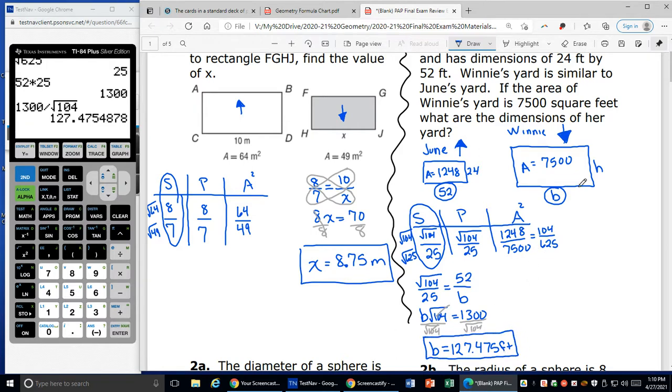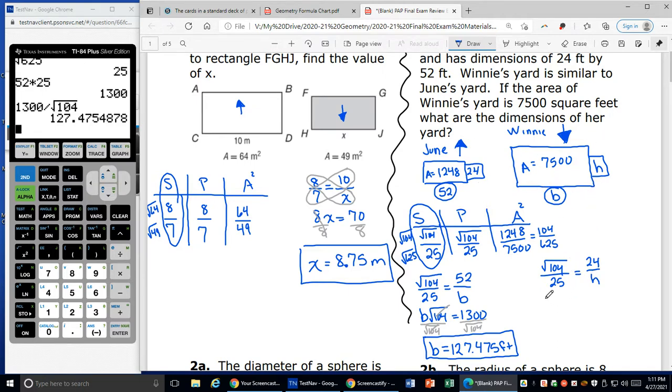Okay, let's look at the height of her yard. It's still going to reduce to the same scale factor. So the square root of 104 over 25 is going to reduce to the heights compared together. June's height is going to go on top, and Winnie's height is going to go on the bottom. So basically, I'm doing exactly what I did on number 1. I'm just doing it twice because I want to find both sides of that rectangle, not just one.